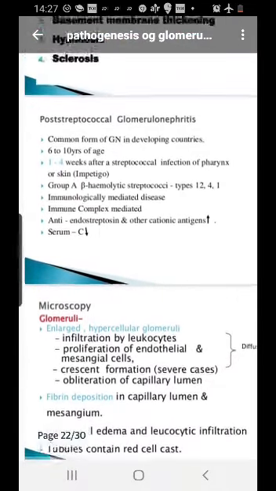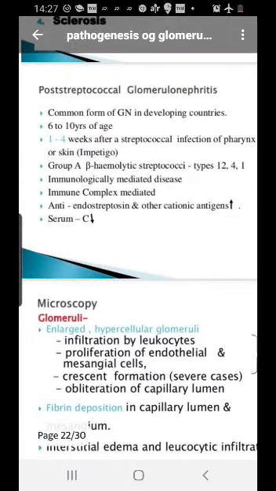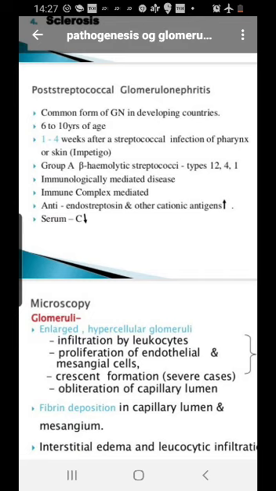So just a few slides on post-streptococcal glomerulonephritis. This is the most common cause of glomerulonephritis in developing countries. It's most common at 6 to 10 years of age. It occurs 1 to 4 weeks after a bout of pharyngitis, caused by group A beta-hemolytic streptococcus types 12, 4 and 1. These are the organisms which cause a sore throat and pharyngitis, and sometimes these infections get into the circulation and reach the kidney, and it also causes streptococcal glomerulonephritis.